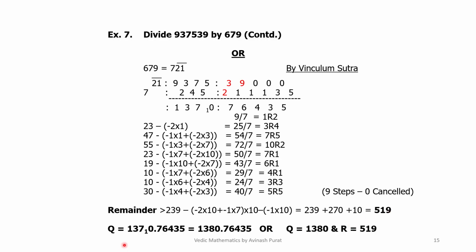So we get the answer, quotient 13710, that becomes 1380.76435, or quotient is 1380 plus remainder 519.